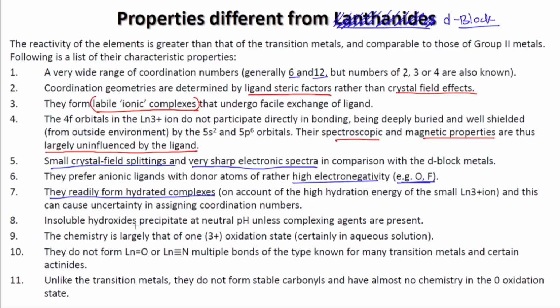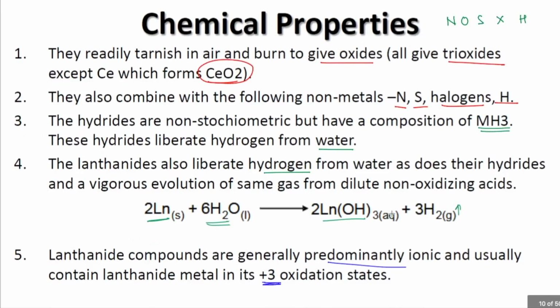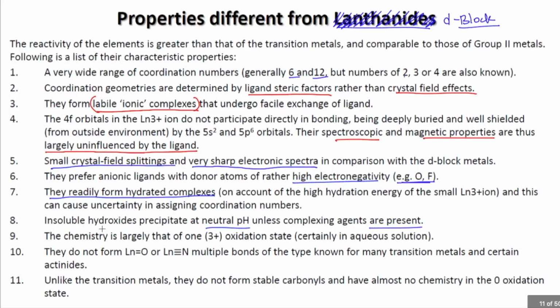The insoluble hydroxide precipitate at neutral pH unless complexing agents are present. Understand this thing. You have seen in the previous chemical properties that hydroxides were formed. Now these hydroxides are insoluble and they generally precipitate at the neutral pH unless and until you put some complexing agent.